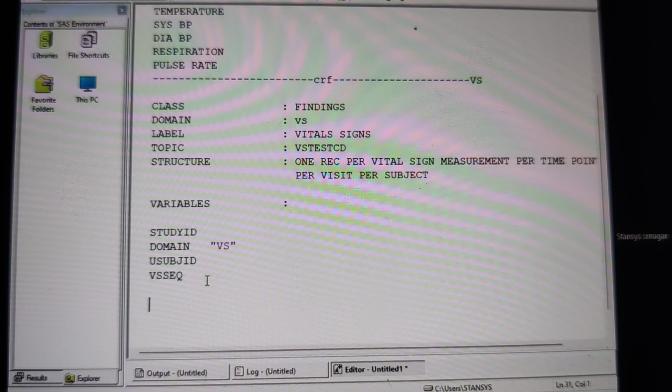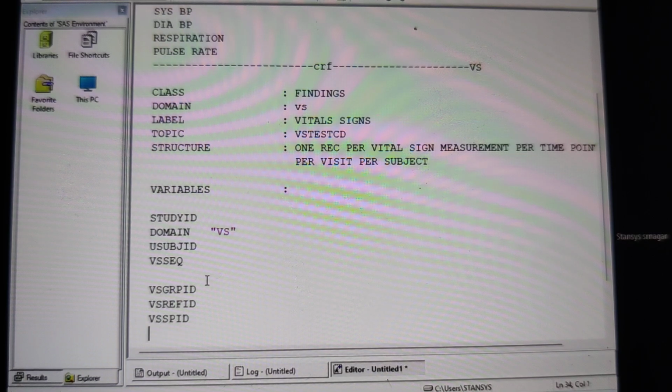Understand? Okay. Again, after BS sequence, the next 3 variables are going to be grouping: study ID, then we are going to have BS reference ID, then BS sponsor ID. All 3 are permissible variables, all 3 are character variables, and all 3 are identifier variables. Then we are going to have a topic variable. What is the topic variable?